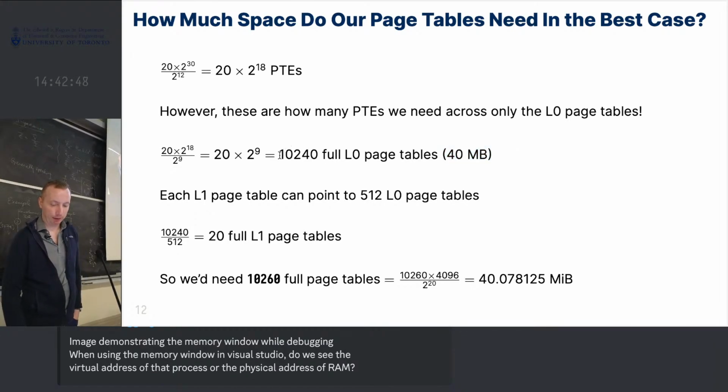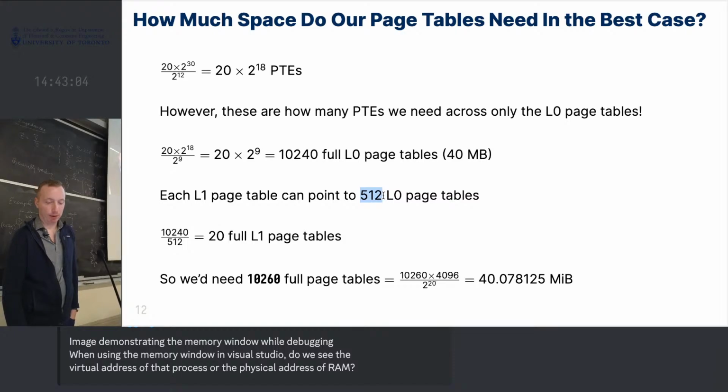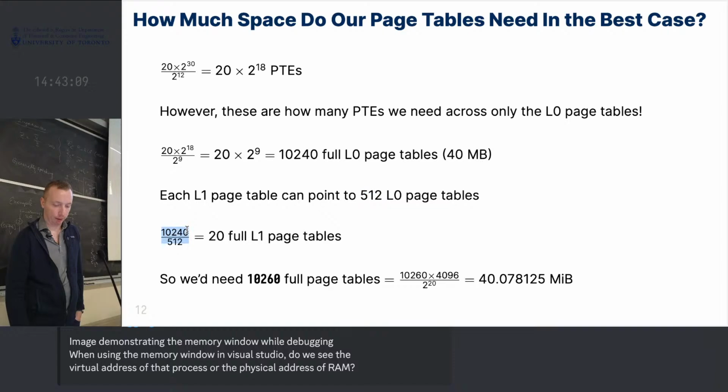So if we need 10,240 L0 page tables, we need that many entries across our L1 page tables. Each L1 page table can point to up to 512 L0 page tables. So if we divide how many L0 entries we need by how many we can fit in an L1 page table, we get 20 full L1 page tables.